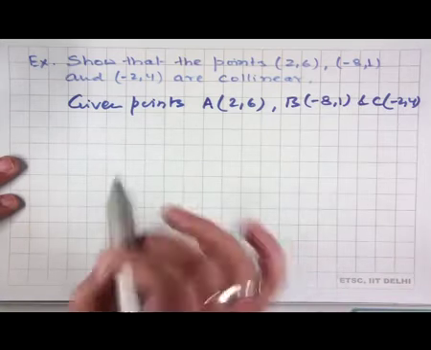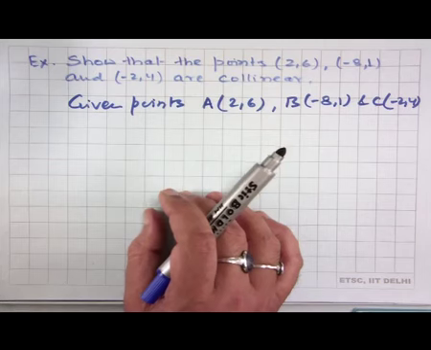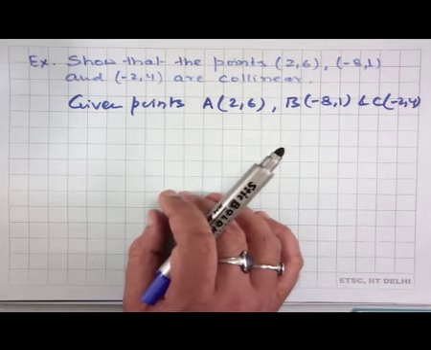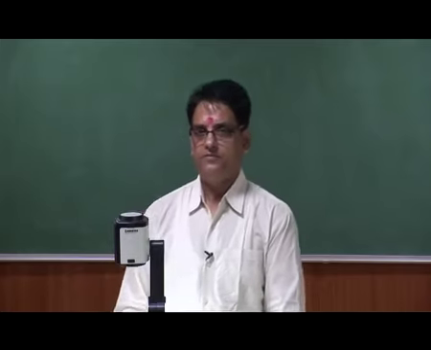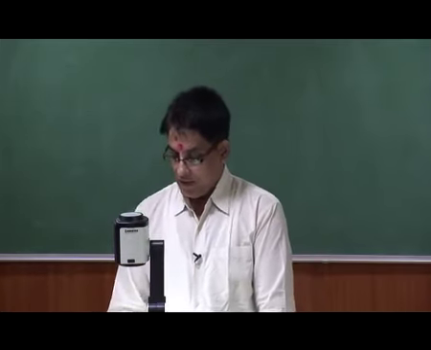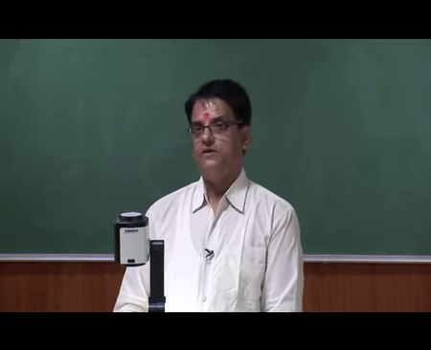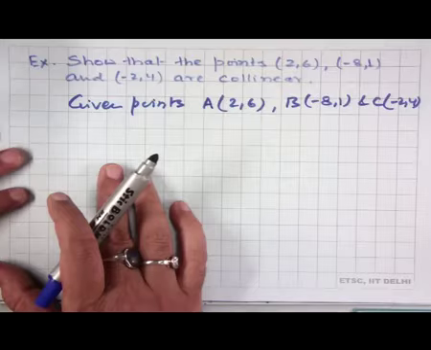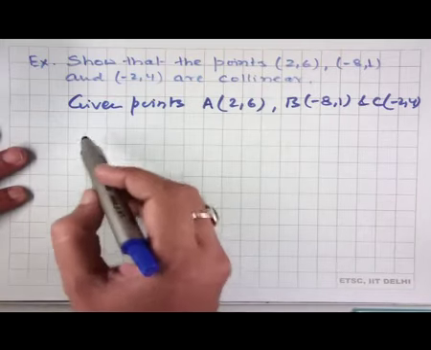So find the area of the triangle formed by these 3 points. We know that a triangle can be formed by using 3 points. And if the area of that triangle is 0, it means these 3 points are collinear points.